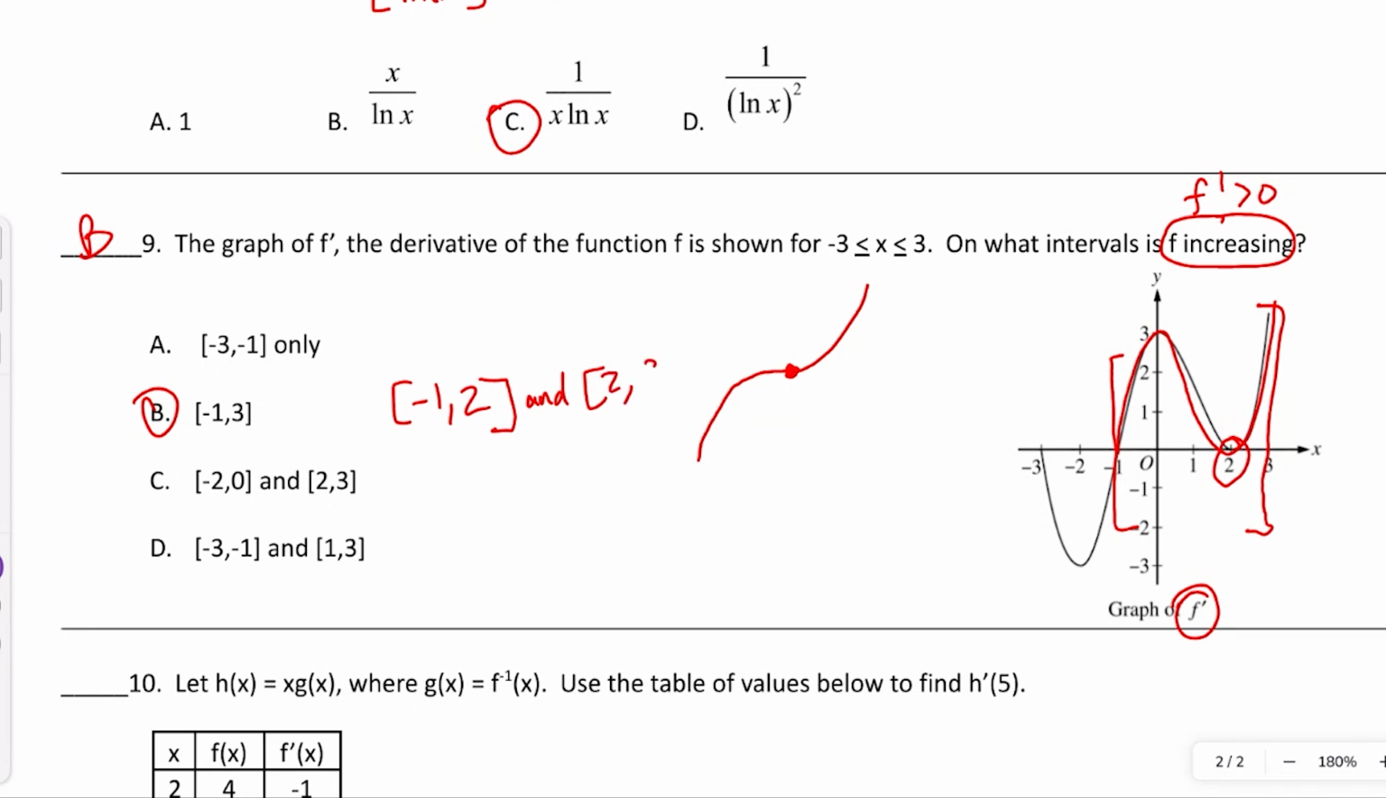Now, if you wrote this a little differently, if you wrote from -1 to 2 and 2 to 3, that would be okay as well. I do not believe you're going to see a multiple choice question where both of these are options. I think -1, 3 is really the better of the two options. But if you wrote these two intervals separately, that's not a big deal.